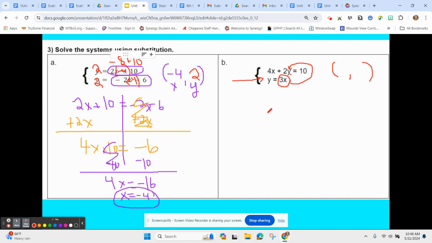So first step, I'm going to drop that in. So I've actually got 4 times x plus 2. Now instead of the y, this is the part that I'm going to input. I'm going to use my parentheses to drop it in, 3 times x. So here it is, 4x plus 2y, but instead of the 2y, I've got a 2 times 3x. All of that equals 10. I'm going to put my line in, and now I'm going to keep on going. You're going to multiply 2 times 3x gives me a 6x. So I've actually got 4x plus 6x, which equals 10.